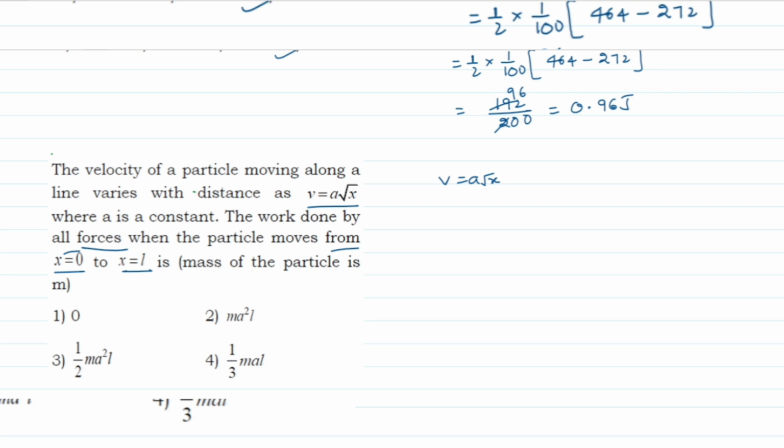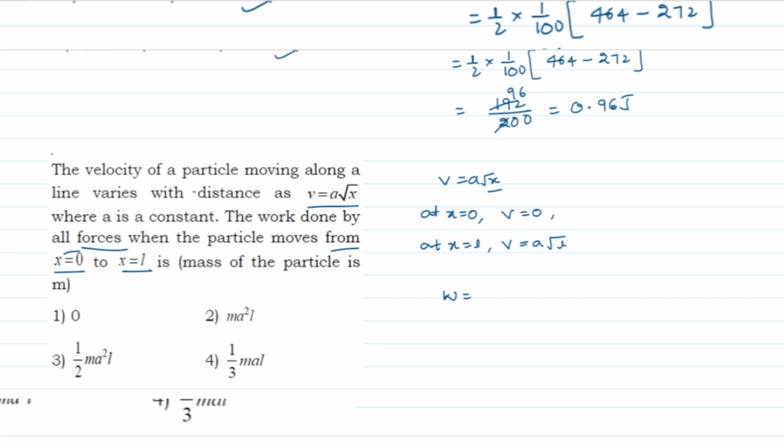First let us calculate at x equal to 0. At x equal to 0, when you substitute here, the velocity becomes 0. Now at x equal to L, v will be a into root L.